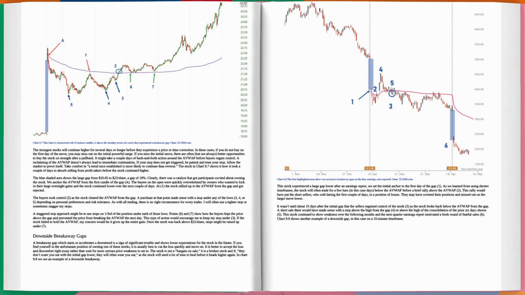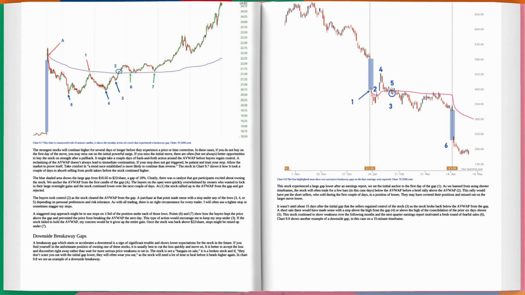At 1, the stock rallied up to the AVWAP from the gap and got rejected. Buyers took control too, as the stock cleared the AVWAP from the gap. A purchase at that point made sense with a stop under any of the lows 3, 4, or 5, depending on personal preferences and risk tolerance. As with all trading, there's no right circumstance for every trader. I will often use a tighter stop or sometimes stagger my stops. A staggered stop approach might be to use stops on 1/3 of the position under each of those lows.